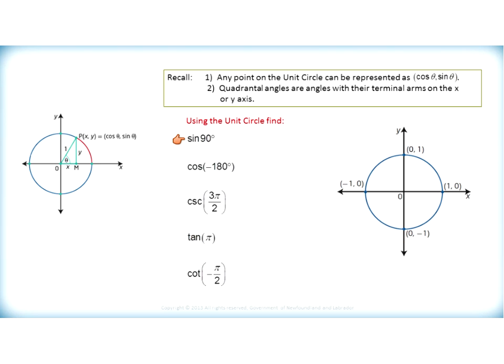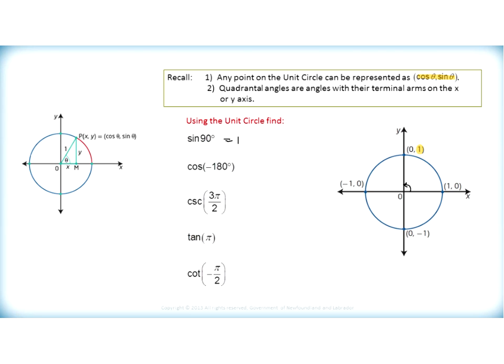So let's look at finding the trig ratios for these special angles of rotation, which are quadrantal angles. The sine of 90 degrees. If we rotate 90 degrees, it's right here. The quadrantal angle, in this case, is 90 degrees. The terminal arm is located on the y-axis. Sine, remember, is represented by the second coordinate, so the sine of 90 is simply 1.